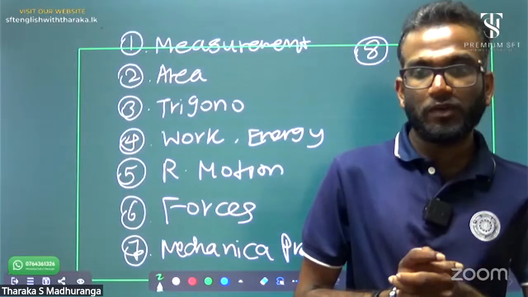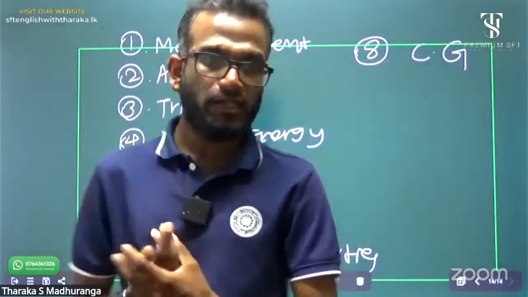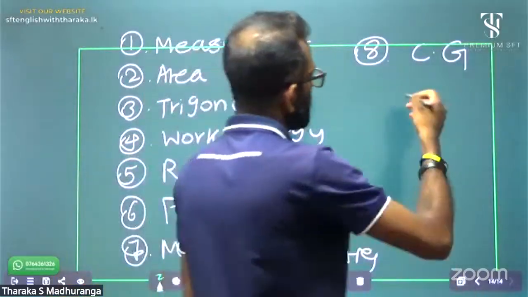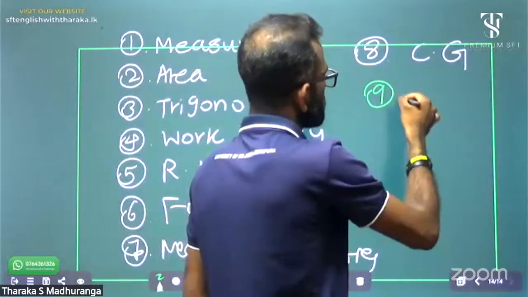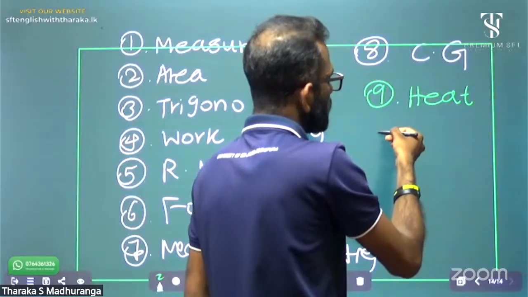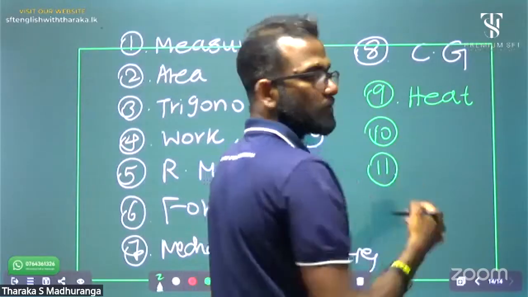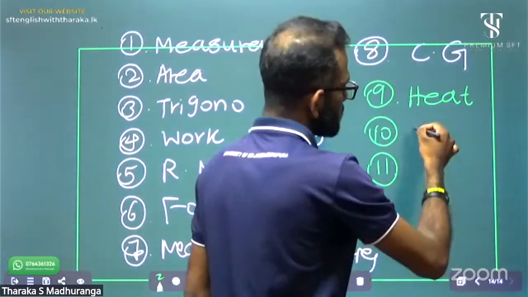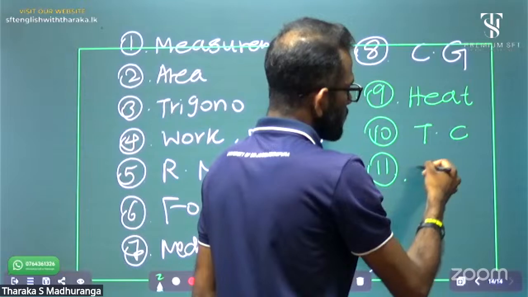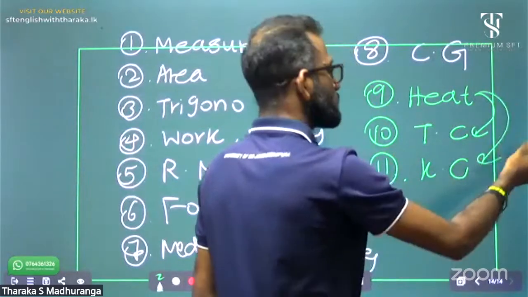Before thermochemistry, we have to complete heat. This is a lesson, heat. Our next 3 lessons are very important. 9th lesson, heat energy, is a physics lesson. This heat energy lesson is very important for our 10th and 11th lessons, which are chemistry lessons. Our 10th lesson is thermochemistry, and the 11th lesson is kinetic chemistry.